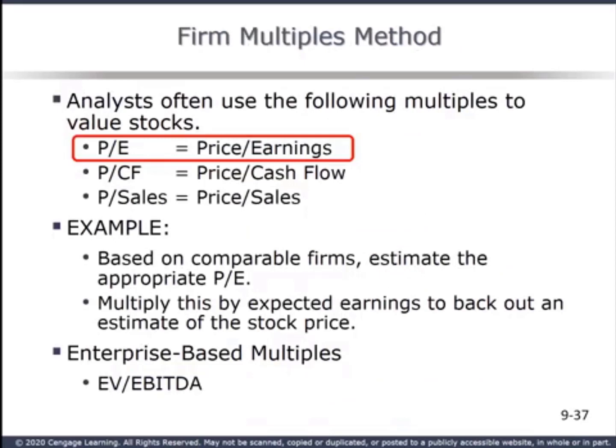Our third method is the firm multiples method. This one's more of a benchmark, a back-of-the-envelope technique. Price earnings is the most commonly used multiple, with price to cash flow and price to sales sometimes used when firms don't have positive earnings. This method involves finding comparable firms and using their average P/E ratio against the study firm's earnings to estimate a share price. This technique is subject to serious estimation error depending on how well the comparables are chosen.